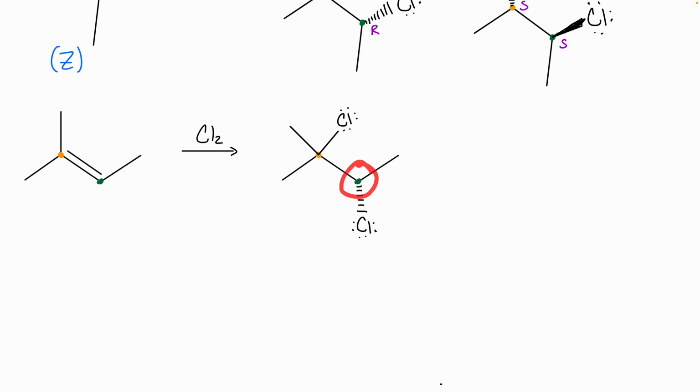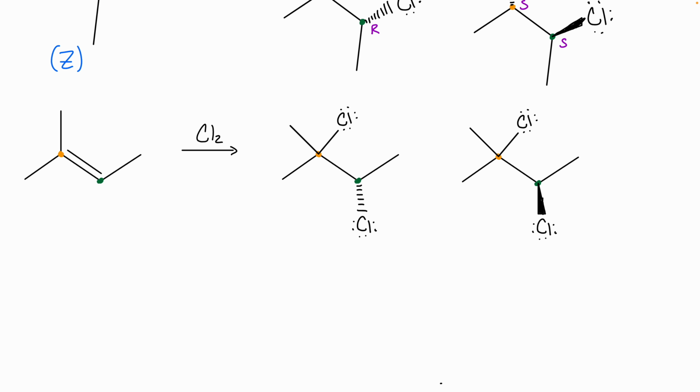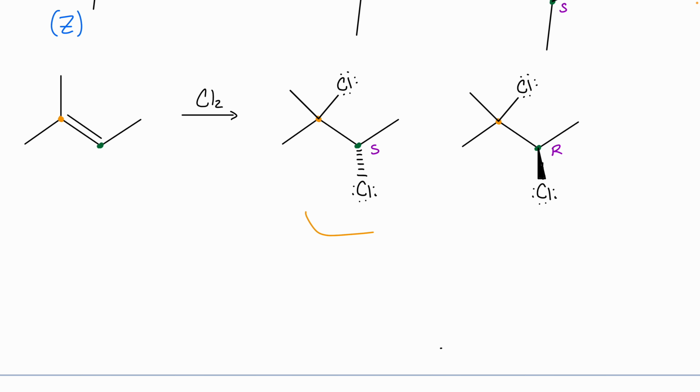Right? This is a chiral carbon, so I can show my stereospecificity. But again, I'm going to get this and its enantiomer. And since there's only that one chiral center, I get a mixture of my S and R stereoisomers. And when we have an equal mixture of all possible stereoisomers, what do we call that? A racemic mixture.